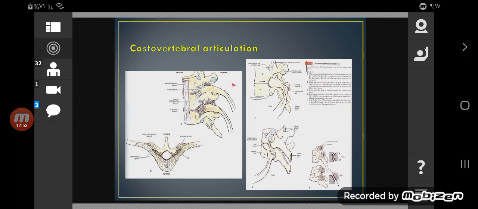radiate ligament between the head of a rib, a typical rib, and the two adjacent vertebrae. It has three bands: superior band, inferior band, and the middle band. The middle band sometimes extends and attaches to the periphery of the intervertebral disc.